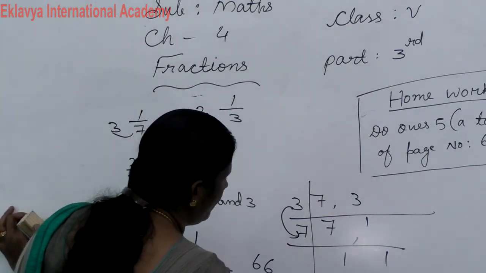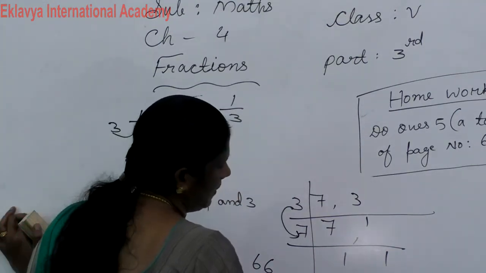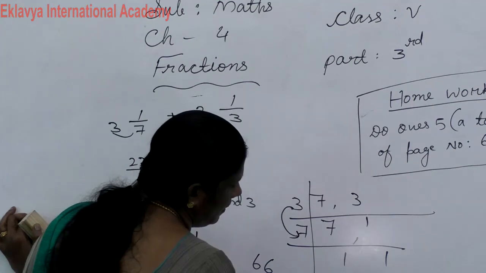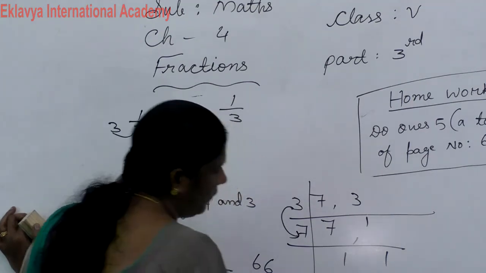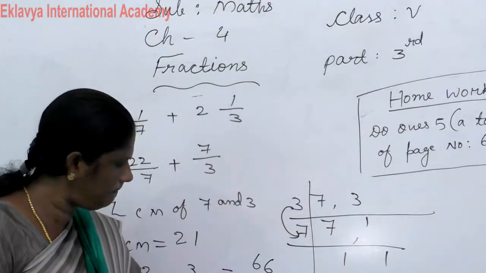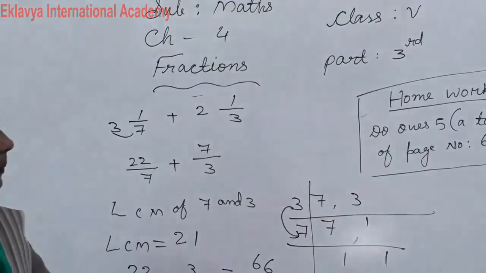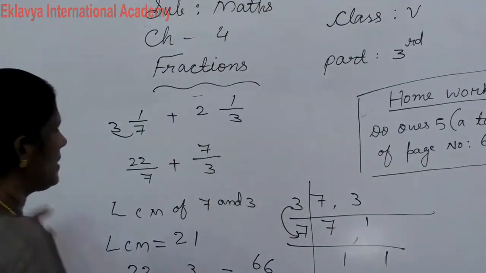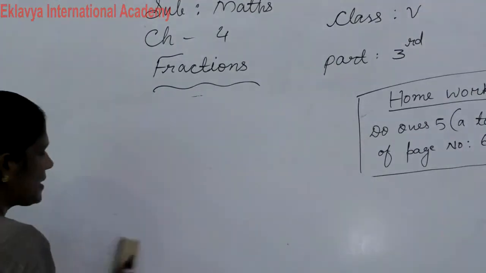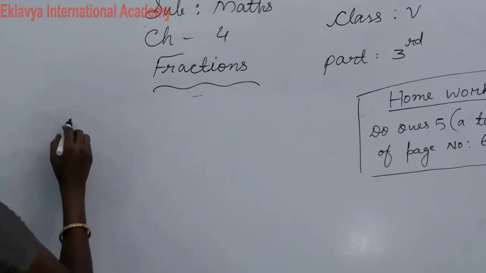66 plus 49 upon 21. Then 105 upon 21. Then which fraction is this? Improper fraction. First you convert improper into mixed. Understand? Then next, subtraction of fractions.